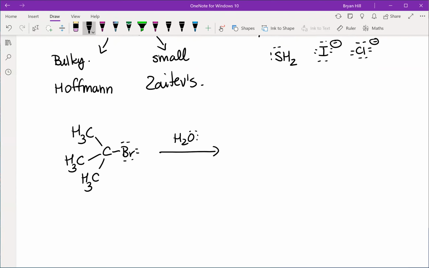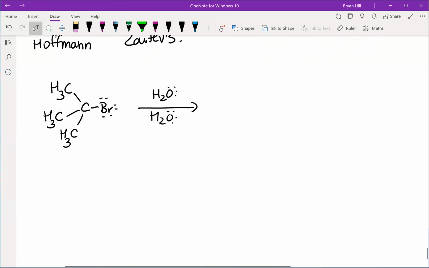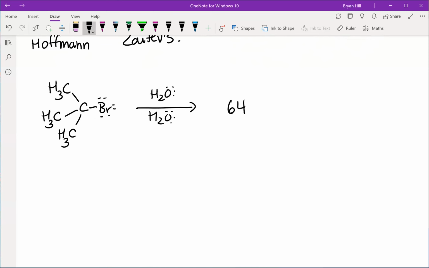Water. Probably need some sort of ethanol in there as well, just for solubility purposes. And so what we saw before when we did this reaction was that, where's my data from before? That when we did this, the product was only 64% SN1, and we still had like 36% E1, right?